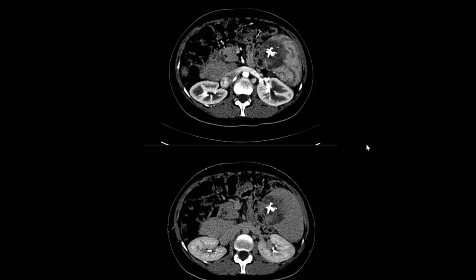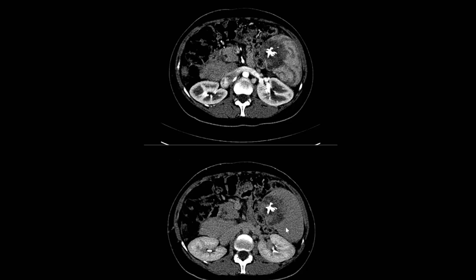Contrasted CT scan axial images at the level of the kidneys. The upper one is contrast and the lower one is a non-contrast image. Sorry? Sir, the lower one is non-contrast. No, sir, both are contrast. What is this phase and what is this? The upper one is arterial, and the lower one is delayed. Yes, excellent.